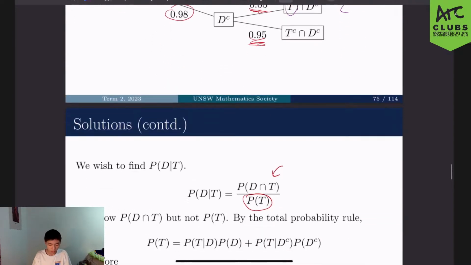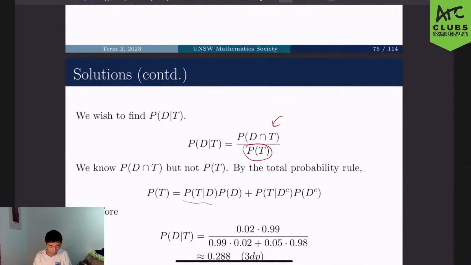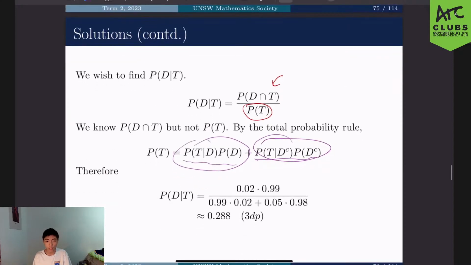So if we were to look at how we sum up the probabilities to find P of T, then we would multiply the two branches together. So this is the first branch at the top, and then this is the second branch at the bottom. Chucking them together in the fraction, we get the answer that is 0.288. So this is approximately 29%, right?